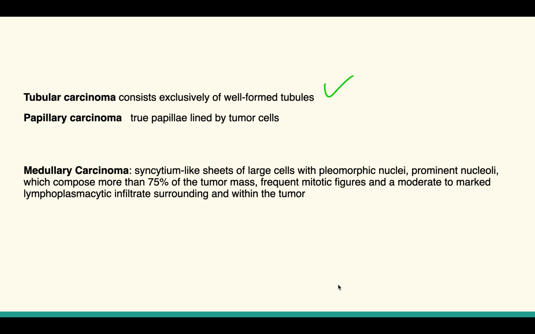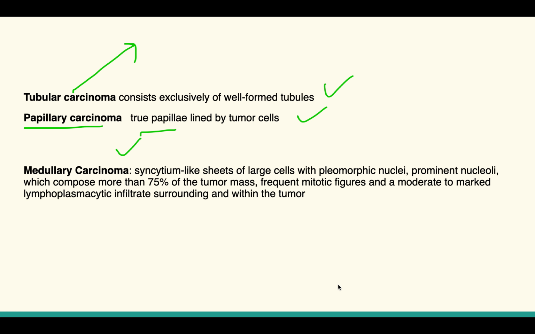Then you have your tubular carcinoma and papillary carcinoma. Tubular carcinoma will show very well differentiated tubules. No sheets will be present, only tubules and tubules. In papillary carcinoma, you will have true papillae having a fibrovascular core and lined by tumor cells.